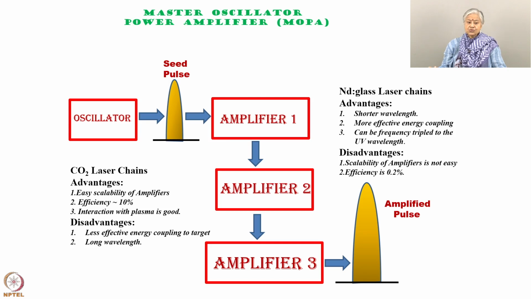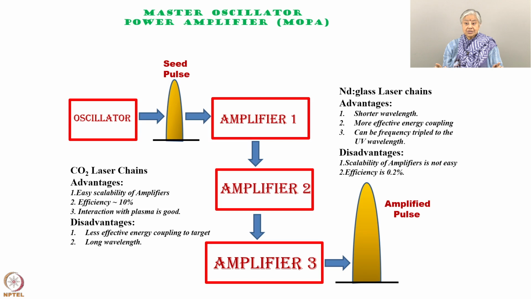So, in case of ND glass, these are the advantages and disadvantages, but finally ND glass nowadays has become the most popular, and I will more or less stick to that. But then one cannot give up on the CO2 laser chain, because really, a controlled fusion and a break-even kind of fusion has not yet been achieved. You never know when the carbon dioxide laser might become more important than ND glass.